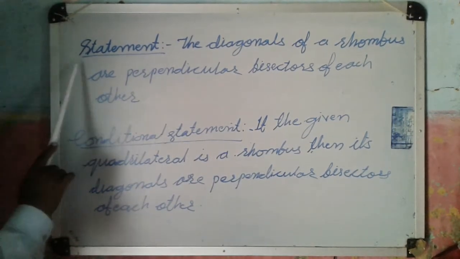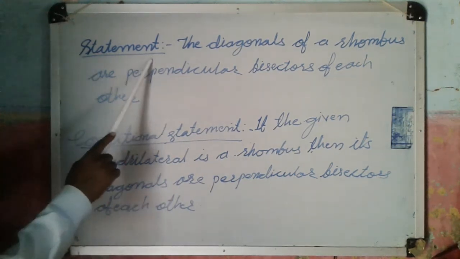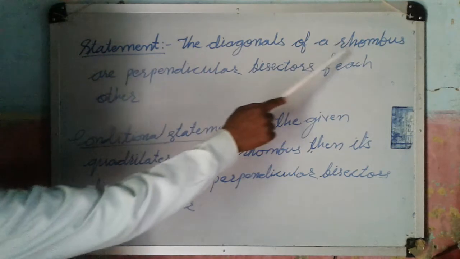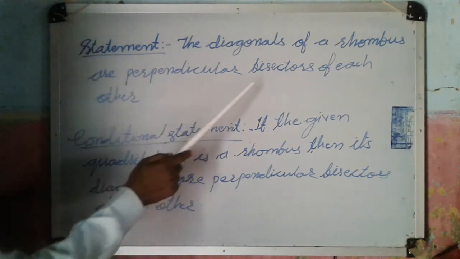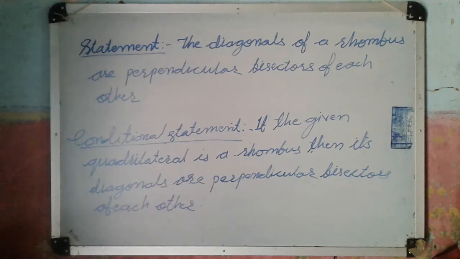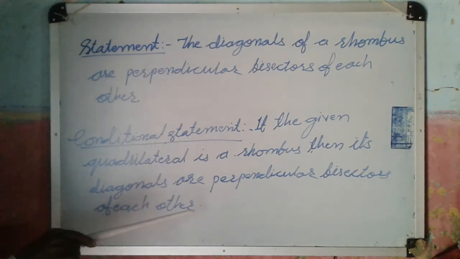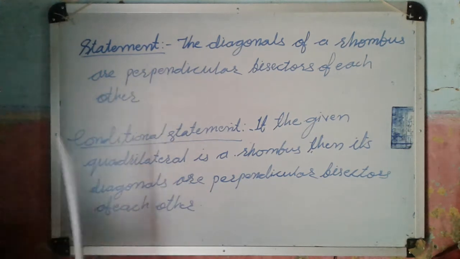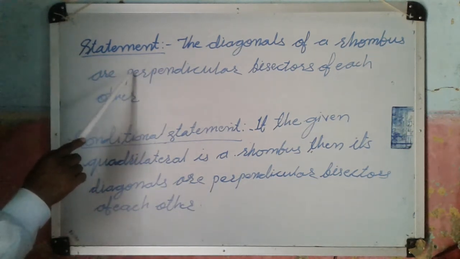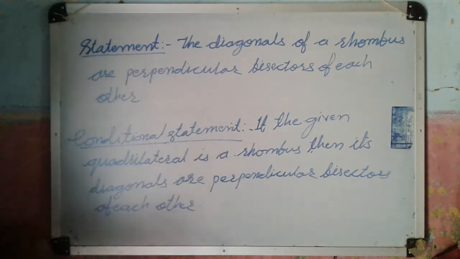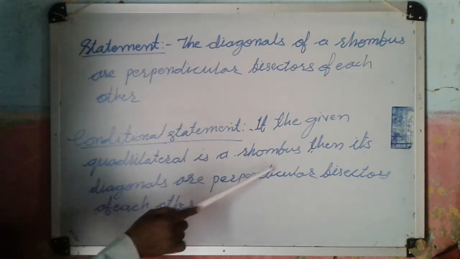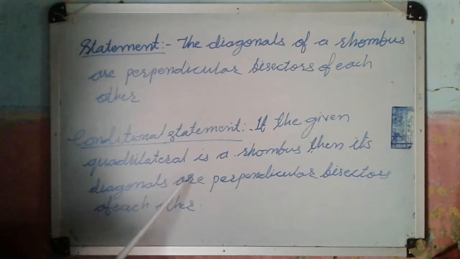Now here, one statement is given. Statement: the diagonals of a rhombus are perpendicular bisectors of each other. Now this is the given statement. If you write this statement in if-then form, then it is called a conditional statement. We can write this same statement like this: if the given quadrilateral is a rhombus, then its diagonals are perpendicular bisectors of each other.